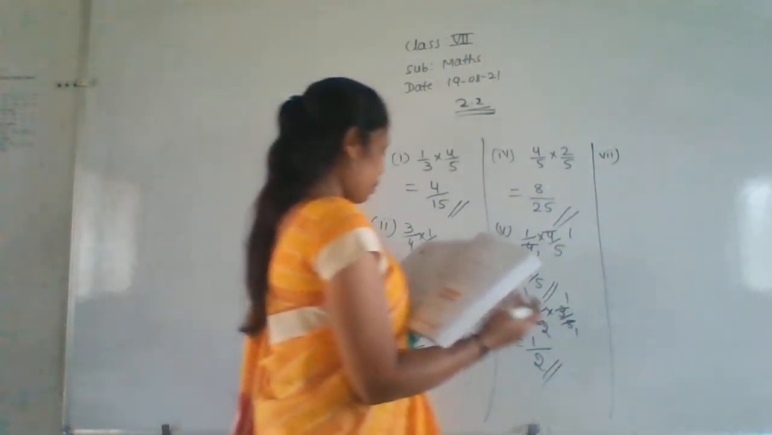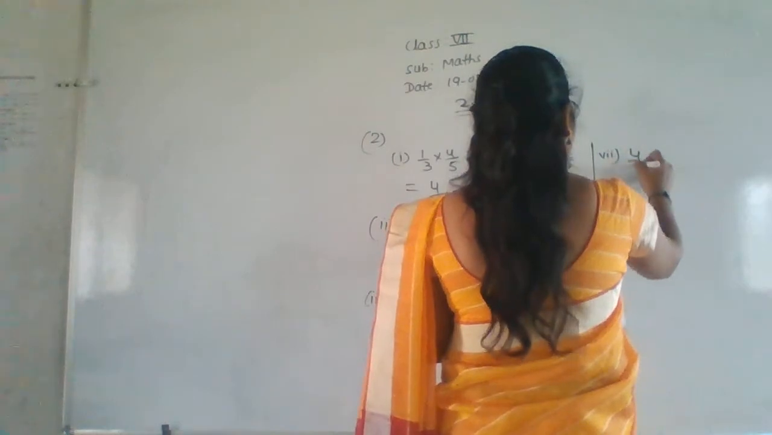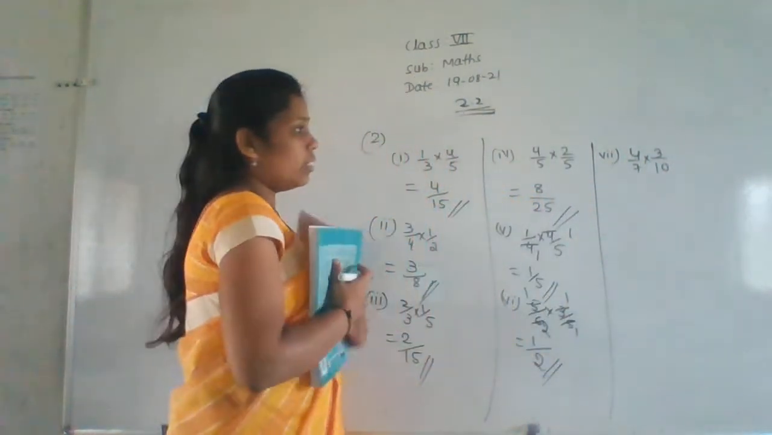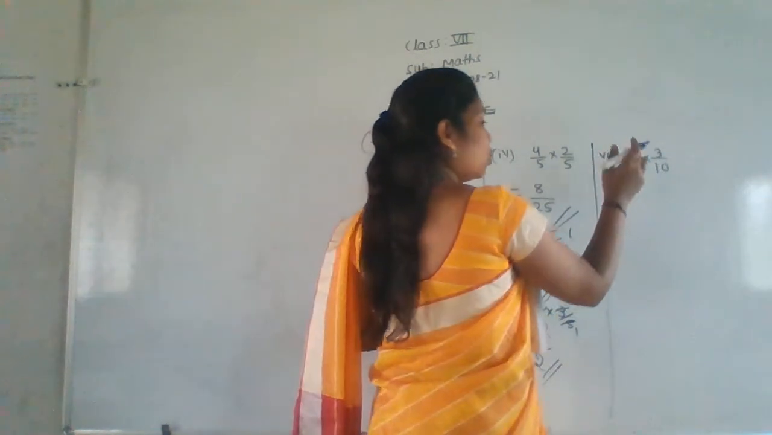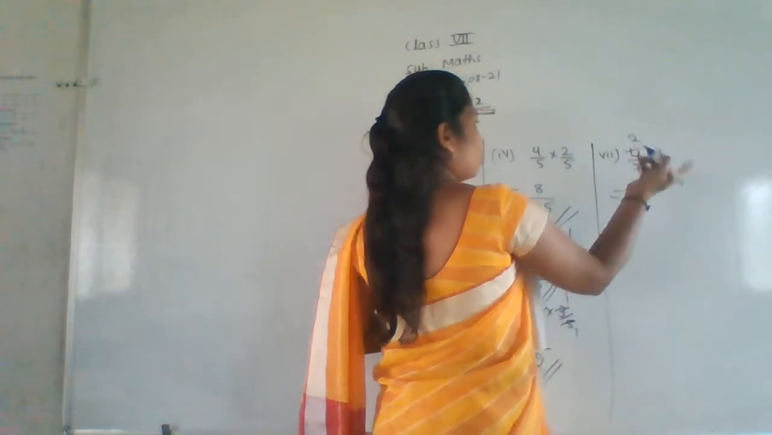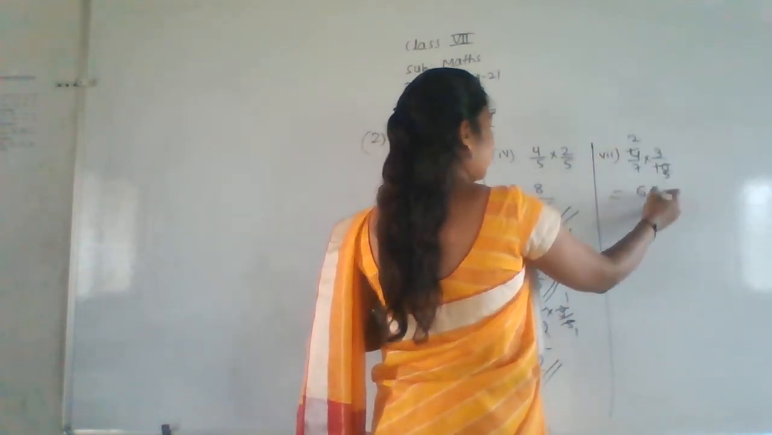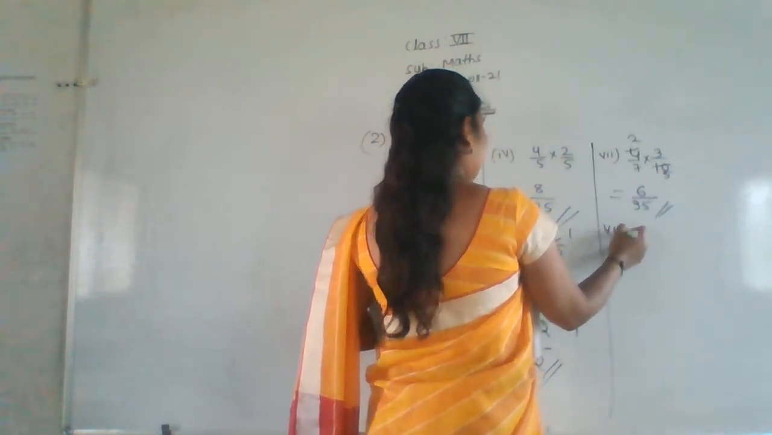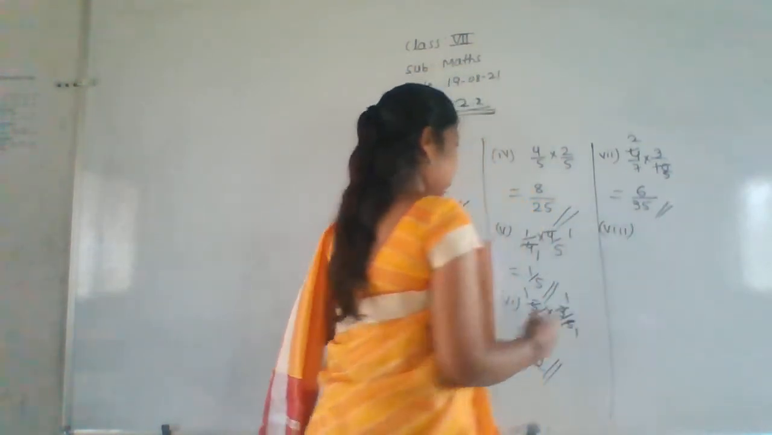Seventh one, 4 by 7 into 3 by 10. Okay. See here. We can cancel with the 2 table. 2 twos are 4, 2 fives are 10. Next, no cancellation. 2 threes are 6, 7 fives are 35. 6 by 35 is the answer.